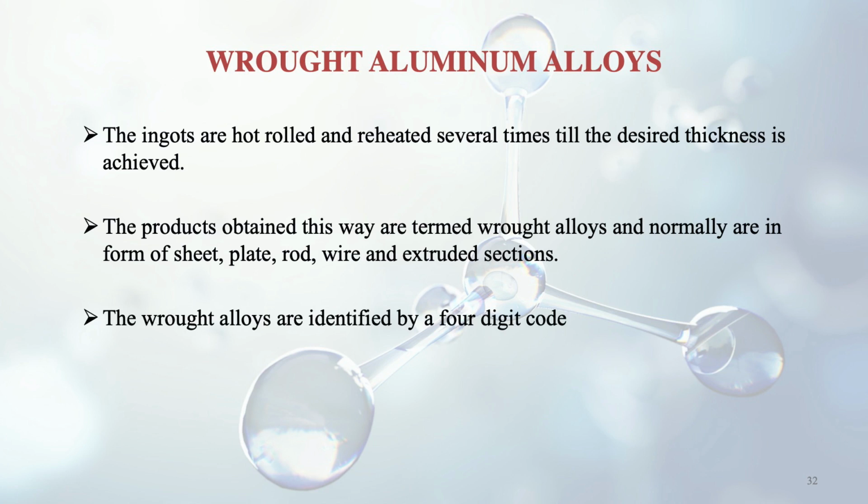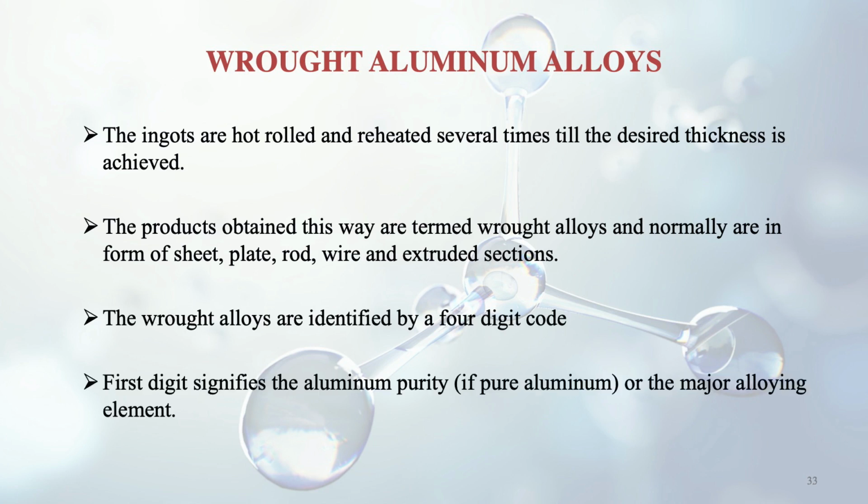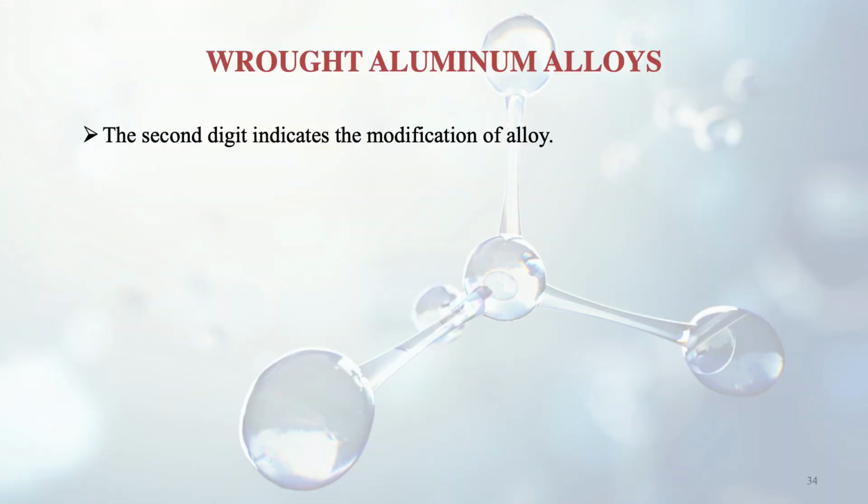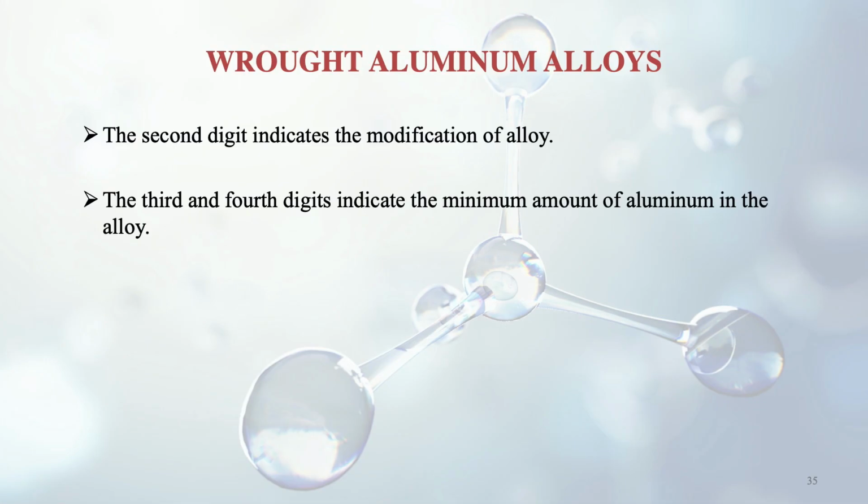Wrought alloys are identified by a 4-digit code. The first digit will signify the aluminium purity, if pure aluminium is there, or the major alloying element. So the first digit signifies either aluminium purity or the major alloying element. The second digit will indicate the modification of the alloy. What kind of modification we have done will be given by the second digit in the 4-digit code. The third and fourth digits will indicate the minimum amount of aluminium in the alloy. So the minimum amount of aluminium present in that alloy will be given by the third and fourth digits.